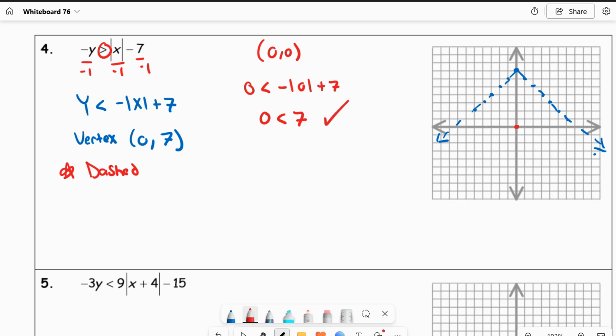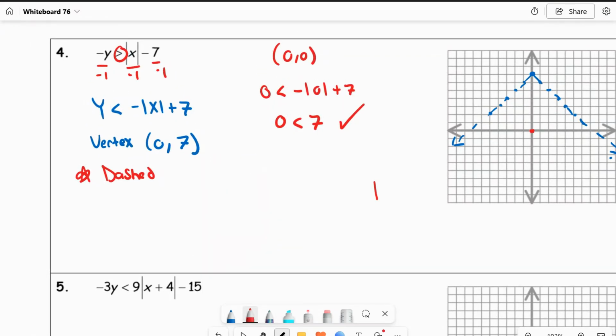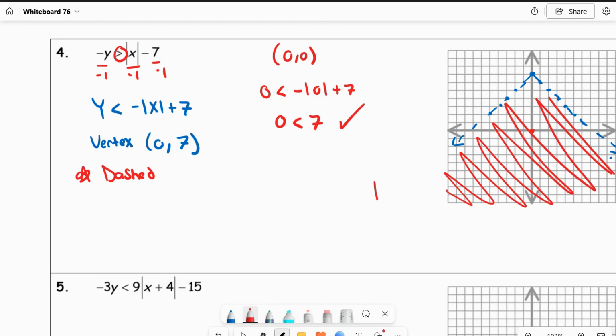So once again, I'm going to shade the side that contains 0, 0. Oops, don't have to move things around here. So I'm going to shade the portion that is underneath my absolute value graph.